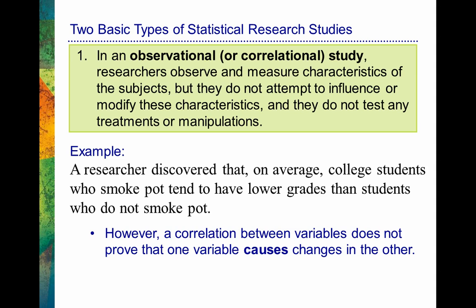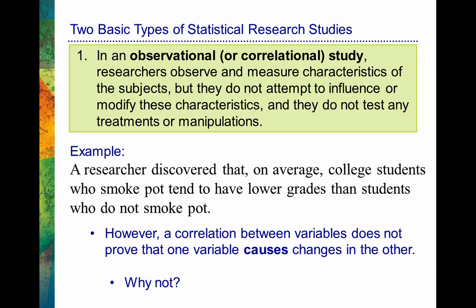Here's an important point that I've highlighted right over here. A correlation between variables does not prove that one variable causes changes in another. So from this type of study, because it's correlational, because I didn't actually manipulate anything, I don't have any control in this study, I can't actually prove that it's the pot smoking that is directly influencing the grades. And my question to you is, why not? We'll go through some examples like this in class. Let me give you some potential answers to this one, just to get you thinking about it.